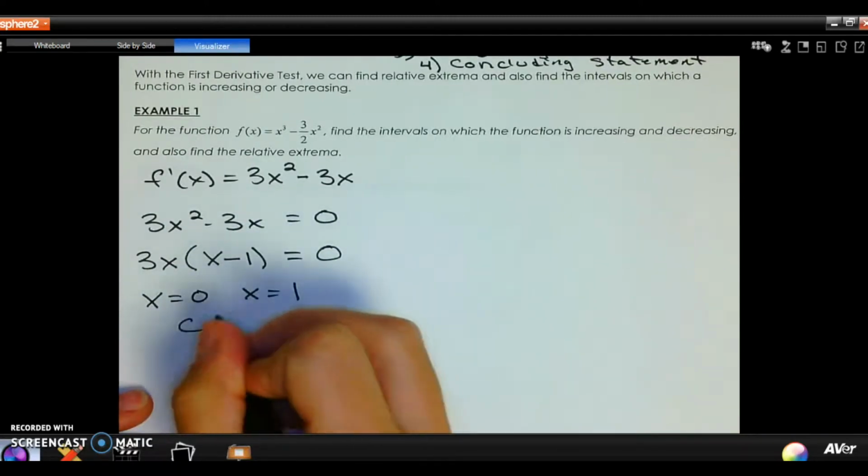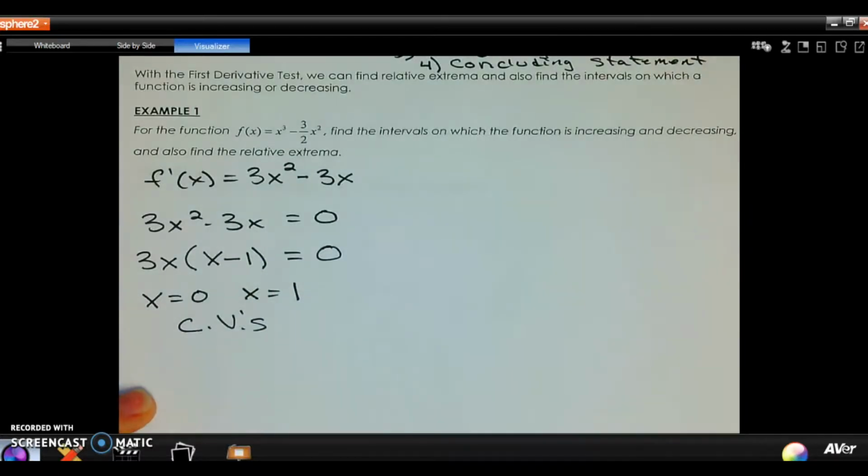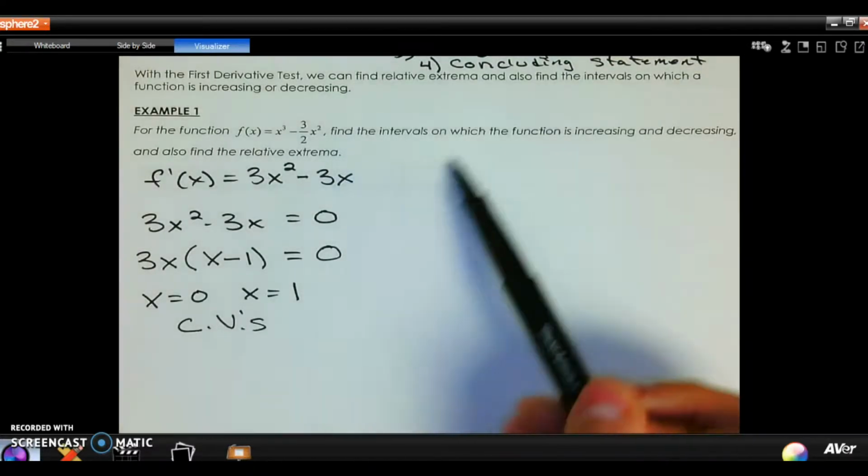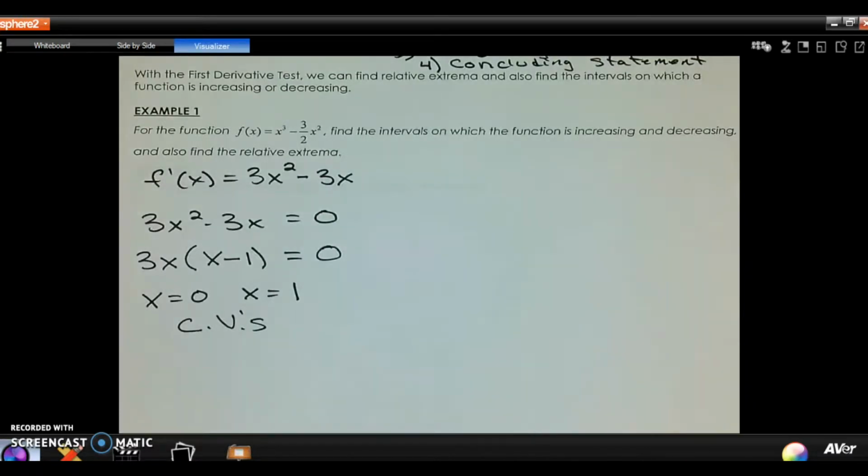Again, those are called your critical values, and that's us saying something's going on there. Right now I don't know whether those are relative maxes or mins. But notice one thing that's different in this problem compared to last class. Last class, we were given an interval, so I could find the absolute extrema. This time, they're just asking me what f of x is doing, so it's relative because I don't have an interval.